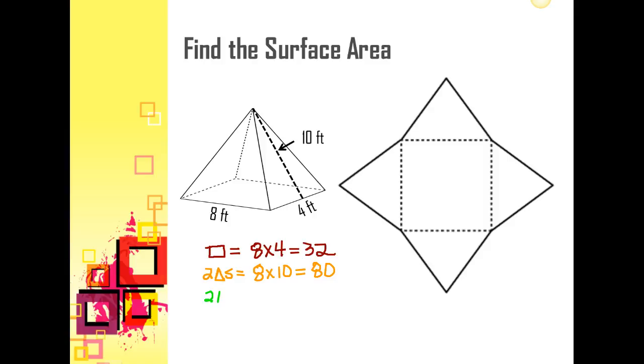With the other two triangles, we could do the same thing. Instead of dividing by 2, then multiplying by 2, we can simply multiply the base of 4 feet times the slant height of 10 feet for an area of 40 feet squared. Then to get the total surface area, we will add 32 plus 80 plus 40, which equals 152 feet squared.